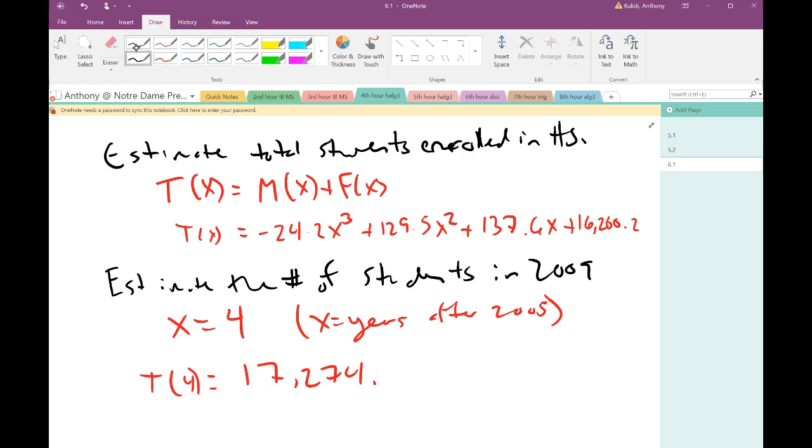And the rest of these modeling problems are similar, where you're just adding or subtracting two functions and then maybe plugging in a value to evaluate. That's it.